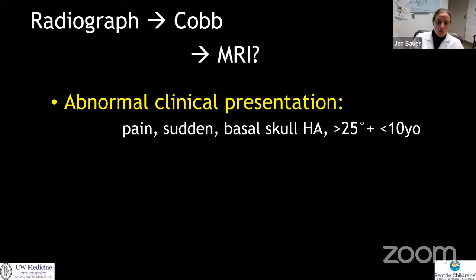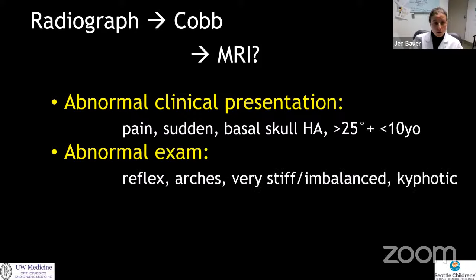So that's not going to be idiopathic. You might find that on an MRI. Basal skull headaches might make me worried about a Chiari that's forming this. And then most people here in the United States, any curve over 25 degrees in a patient less than 10 years old, we consider an early onset scoliosis, and a third of those patients will have something on an MRI that is concerning and might point to a non-idiopathic diagnosis.